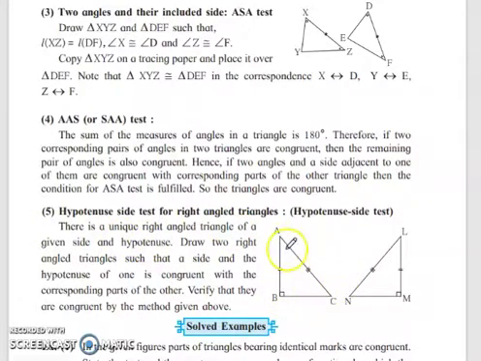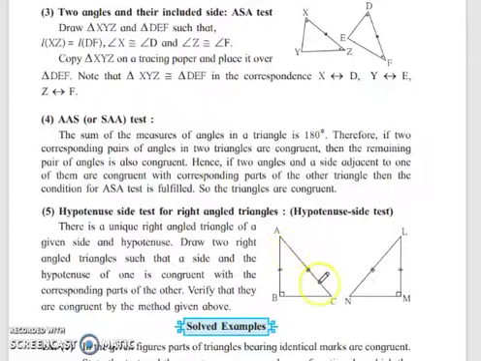This is a right angle triangle with 90 degrees and this is also a right angle triangle with 90 degrees. Draw two right angle triangles such that a side and the hypotenuse of one is congruent with the corresponding parts of the other. It means the length of this hypotenuse should be equal to the length of this hypotenuse, and one side of this triangle should be equal to one side of this triangle. If this happens, then both the triangles are congruent to each other.